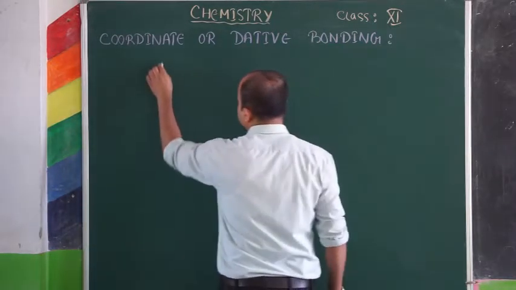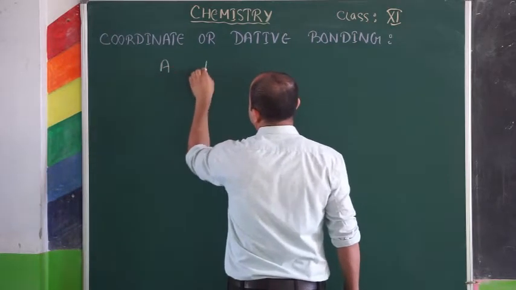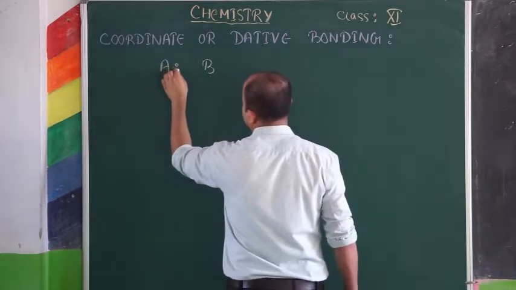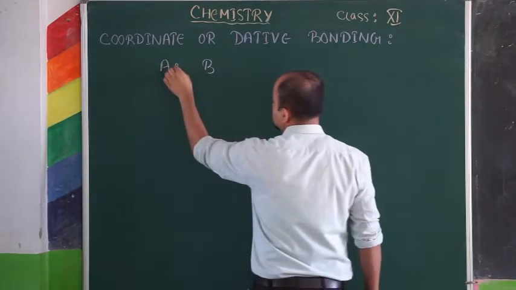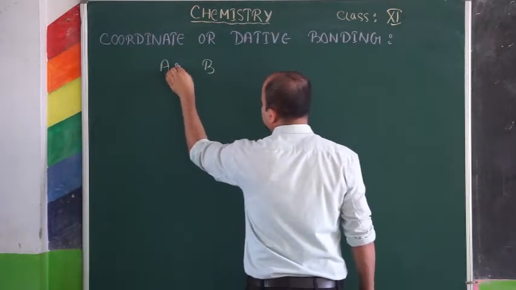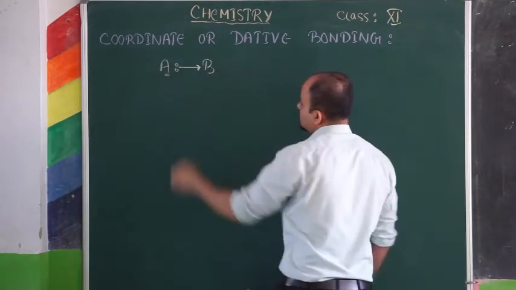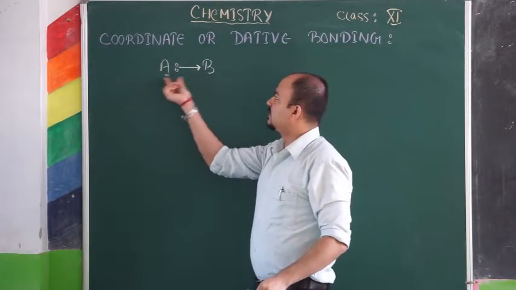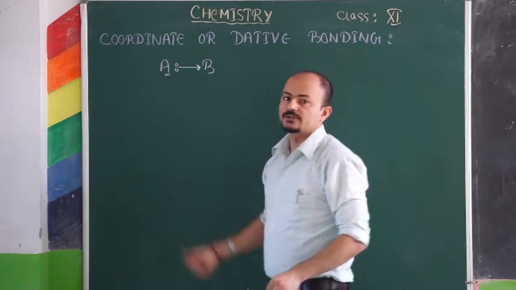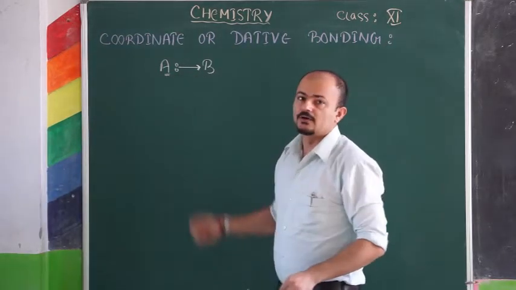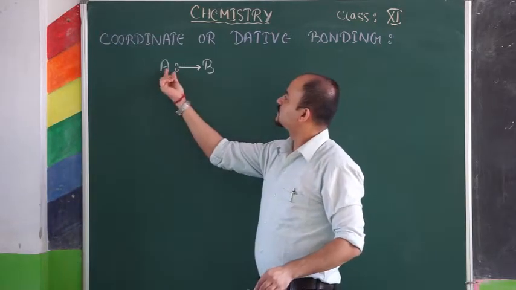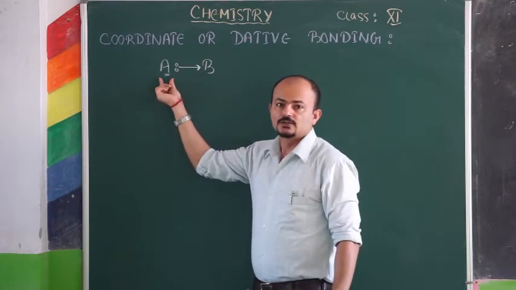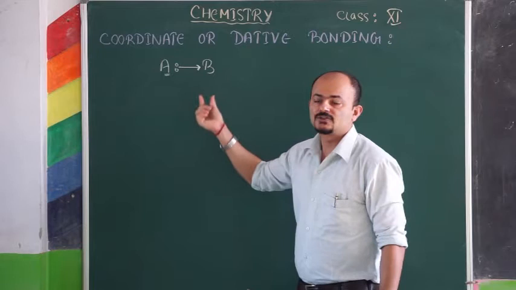Suppose you have a molecule, say A and B. If A possesses a lone pair of electrons, then both electrons of A will be involved in bond formation with B. That means both electrons from A will be shared in bond formation between A and B. Such type of bonding is known as coordinate or dative bonding. Since A is donating its lone pair in the bond formation, A is known as the donor atom and B is the acceptor atom.